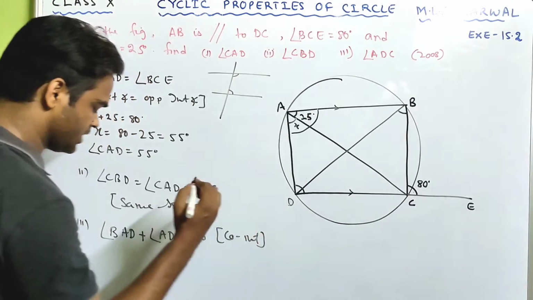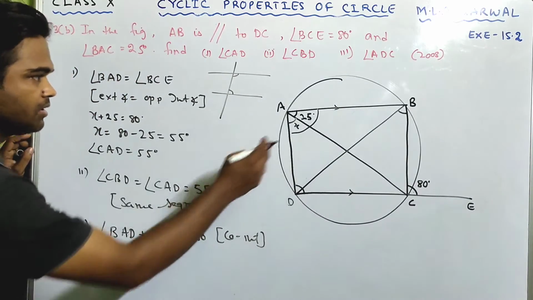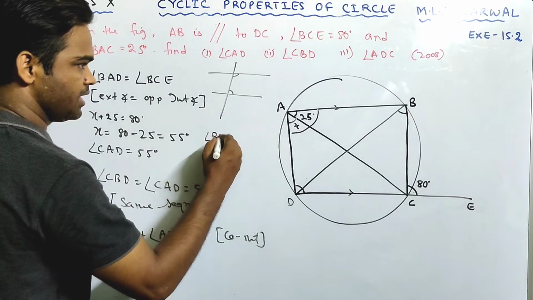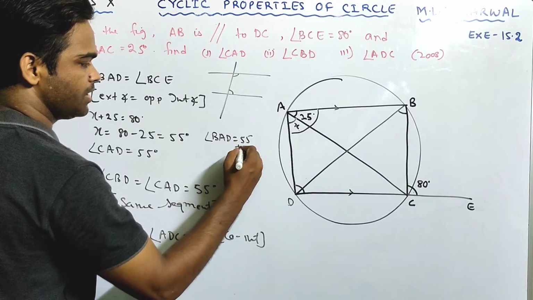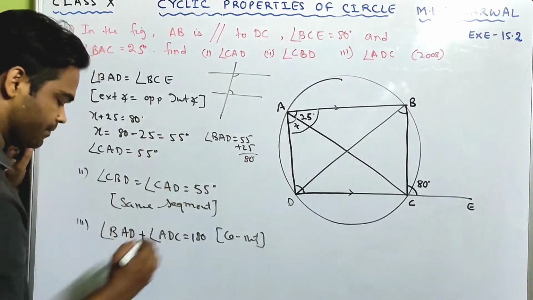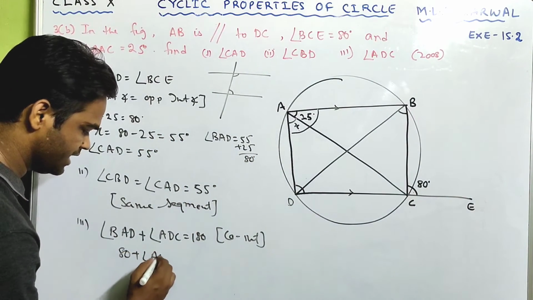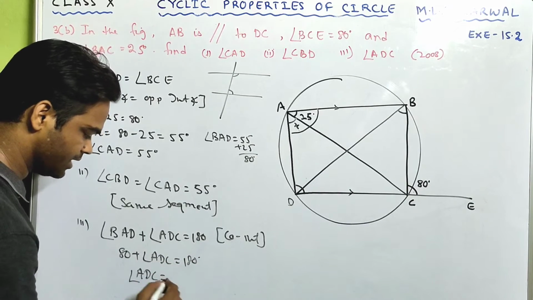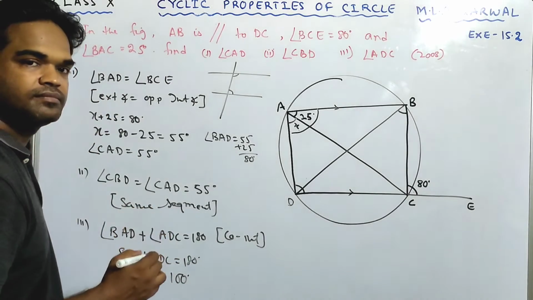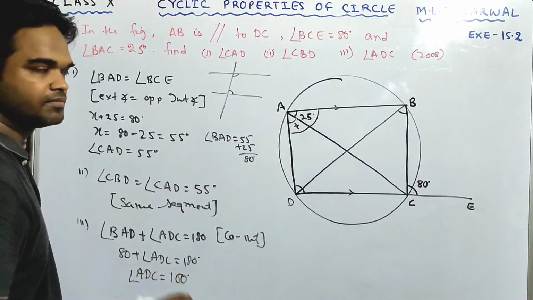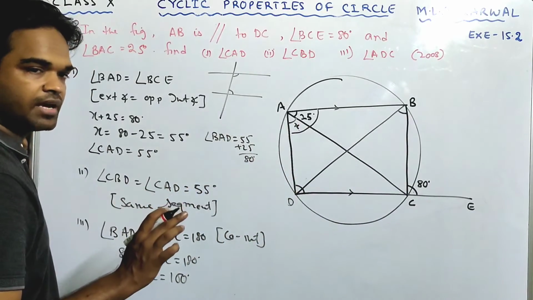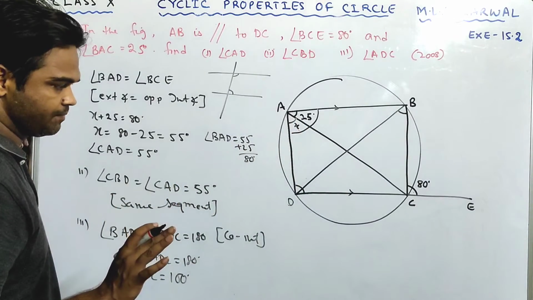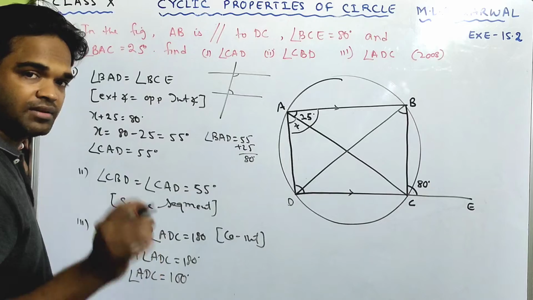Remember? Now just substitute the value. BAD is how much? BAD will be 55 plus 25. That's 80 degree. So that's 80 plus angle ADC is 180, which means angle ADC will be 180 minus 80. That's 100 degree. Done. Very easy. Exterior angle equals to opposite interior angle. Then we use same segment property and then parallel line property. Done. Now let us look at the next sum.